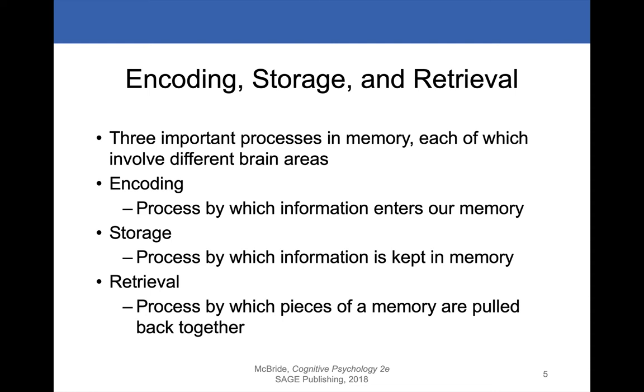Storage is the process by which information is kept in memory, however we keep it. And of course, if you store it, you have to be able to pull it out again, and that's retrieval. Retrieval is the process of outputting information from memory. As I said, these three different processes can be distinguished not only by different functions, but also by the fact that they involve different brain areas.